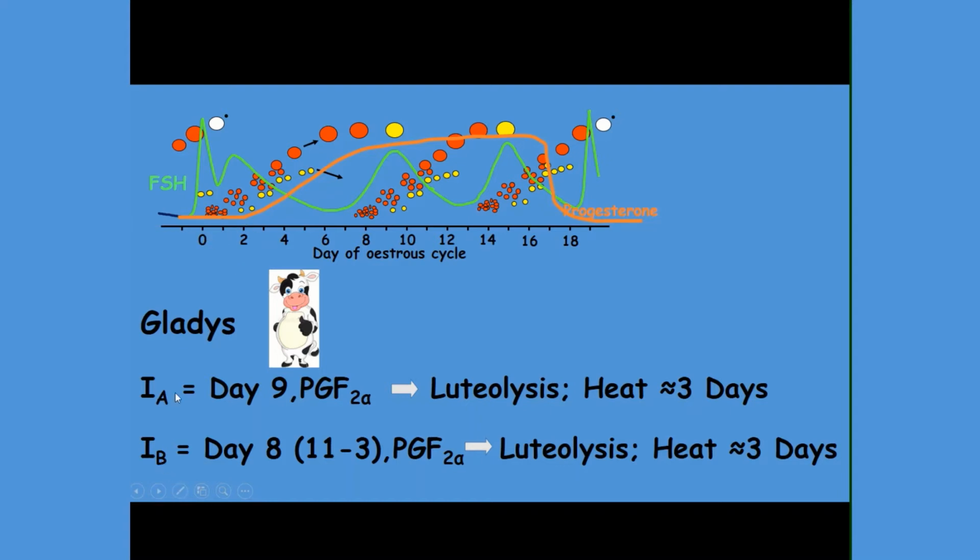So when we come back on intervention day B, it'll have taken 3 days. So 11 days after A would now be 11 minus those 3 days, which is day 8. So it's day 8 of the new cycle. We'll give prostaglandin. And as you can see here, again we get luteolysis, progesterone will drop. And again, we will have heat in about 3 days, ovulation maybe about 4 days.